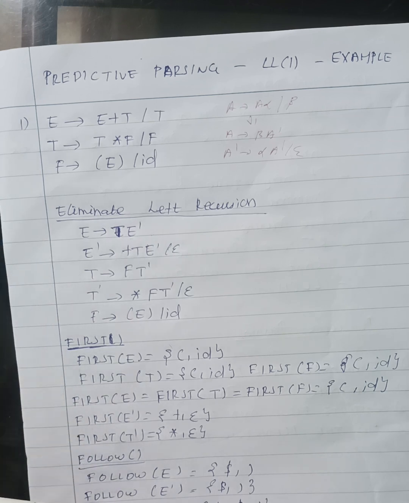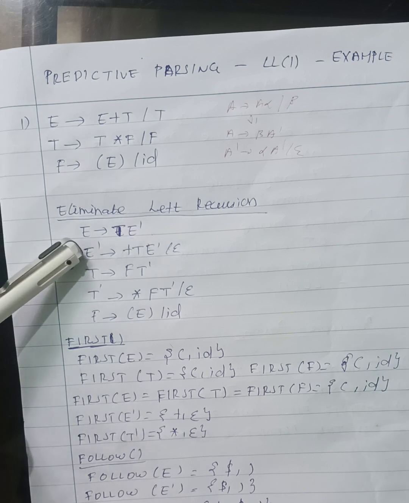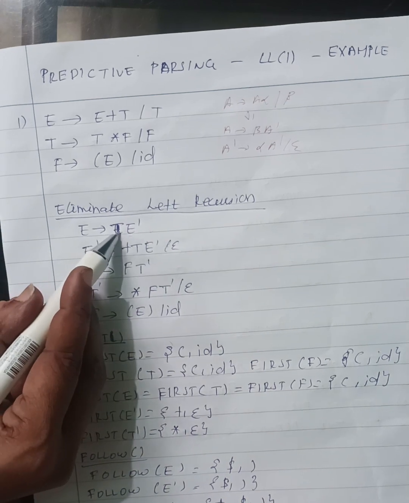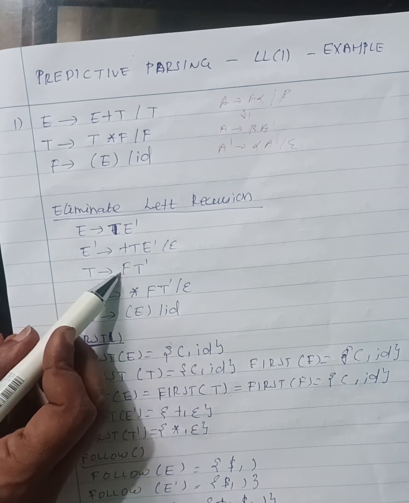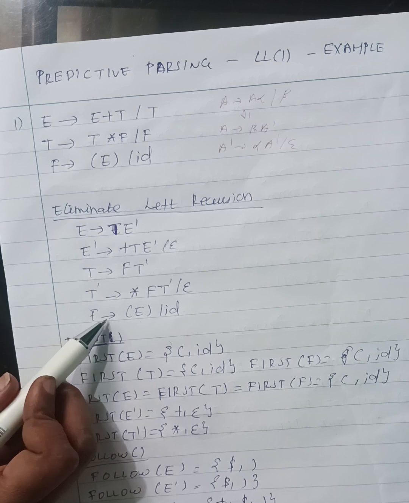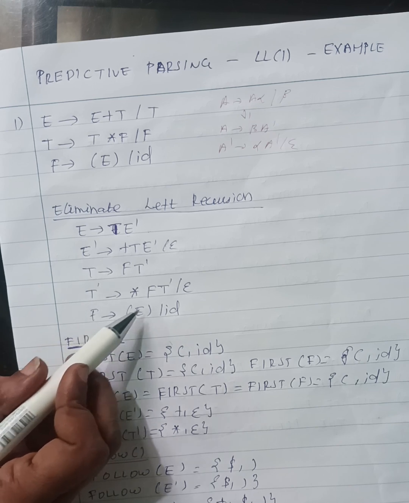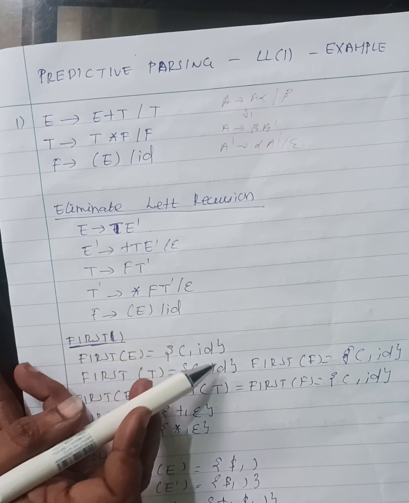You know the rule: first of a terminal is the same terminal, and for a non-terminal we have to check the production rule. So first of E. What is first of E? First of E is followed by the non-terminal T. Then go for first of T. First of T is followed by the non-terminal F. Then go for the production rule of F. F tends to open parenthesis or ID. So first of E is open parenthesis, ID.